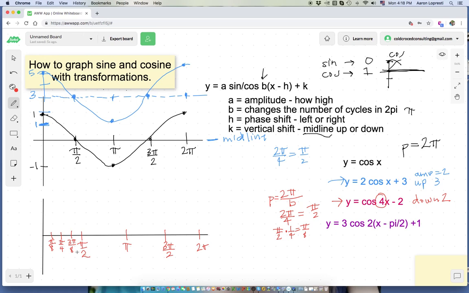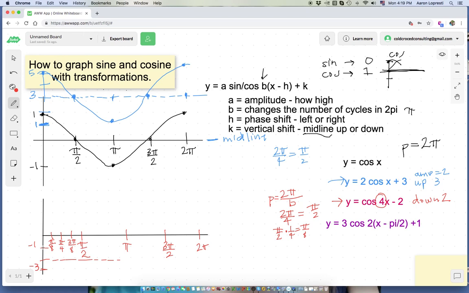It's been moved down 2. Oh, forgot to do that one. So down 2. There's our midline. We have an amplitude of 1, so we just are going to go down. So that goes from -1 to -3.